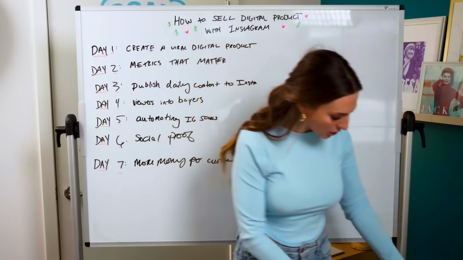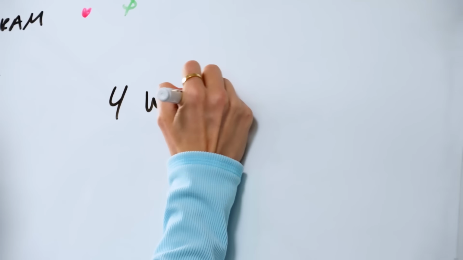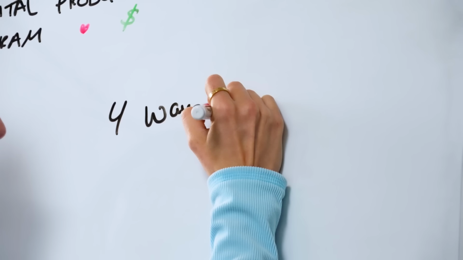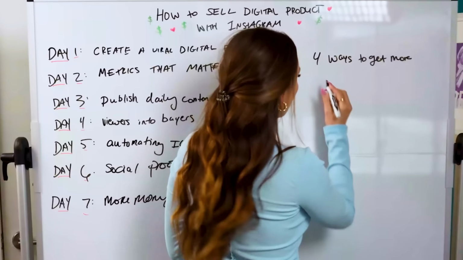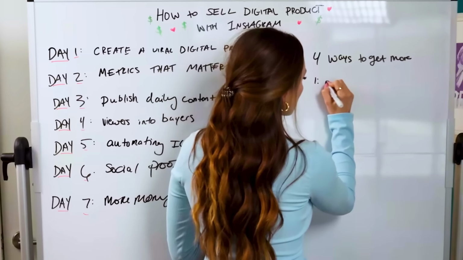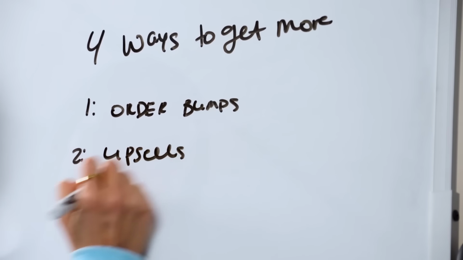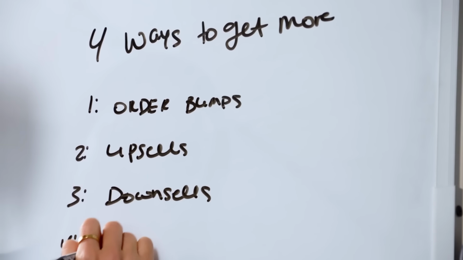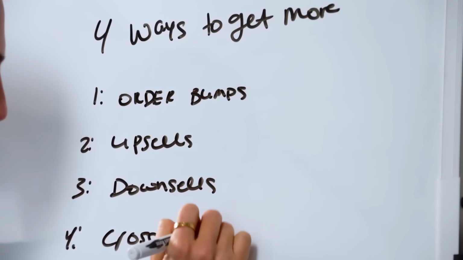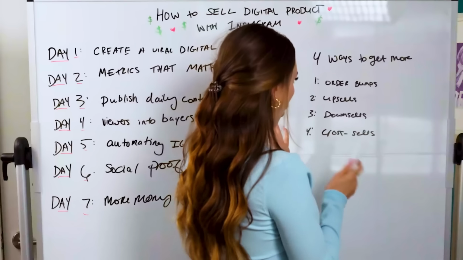So let's talk about how to do this. There are four ways you get more money per customer, and I'm going to walk you through all of them. I'm just going to write numbers. One is with order bumps. Two is with upsells. Three is with downsells. And four is with cross sells. Now, you don't know what any of these are. That's okay. A lot of people don't. Let's define all of these.